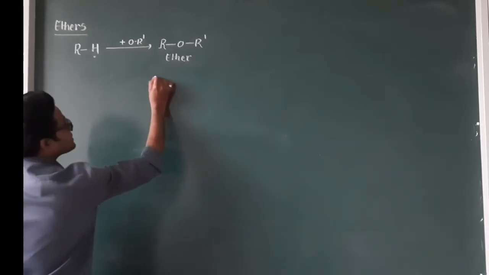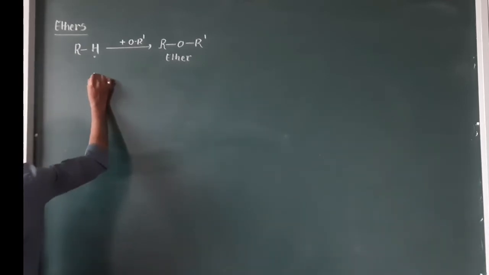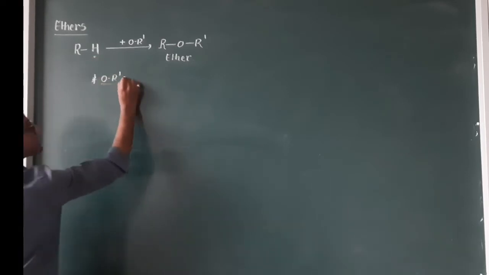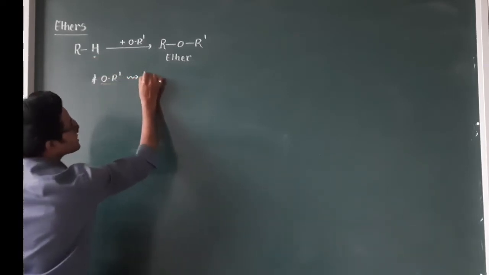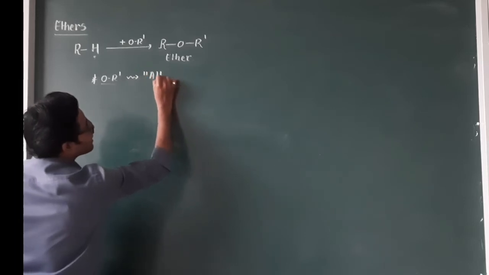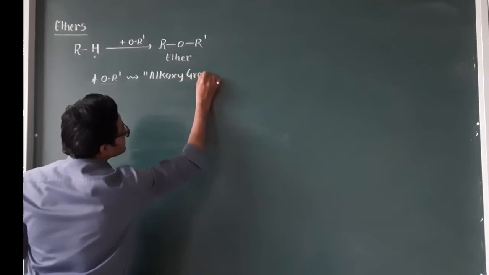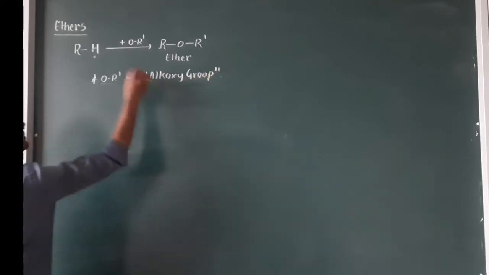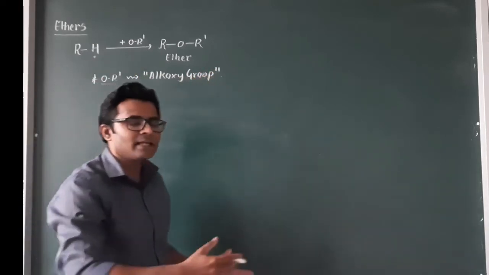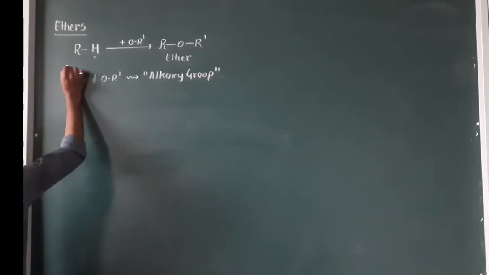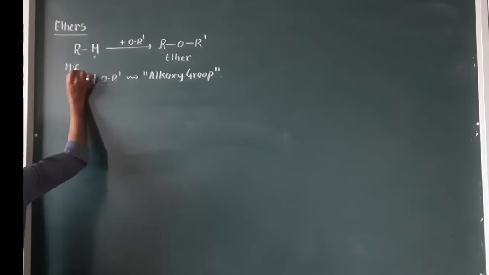wherein an OR group has substituted the hydrogen. Therefore the OR group is nothing more than an alkoxy group. So when the alkoxy group replaces the hydrogen, it ends up giving us an ether. Of course, we can also prepare the ether from the hydrocarbons.